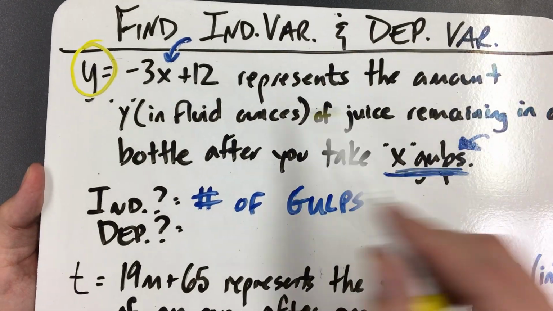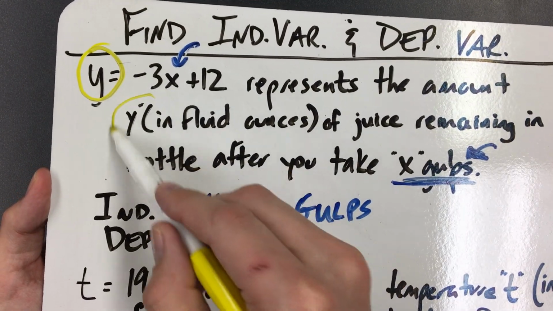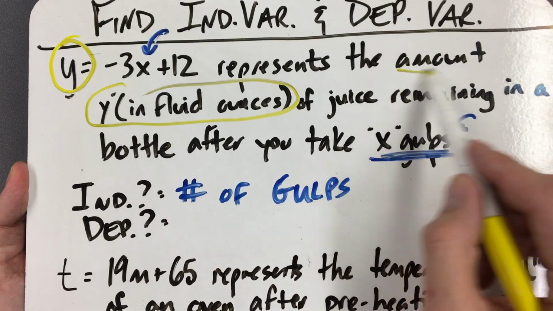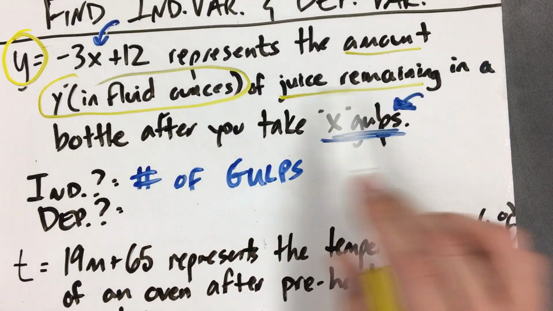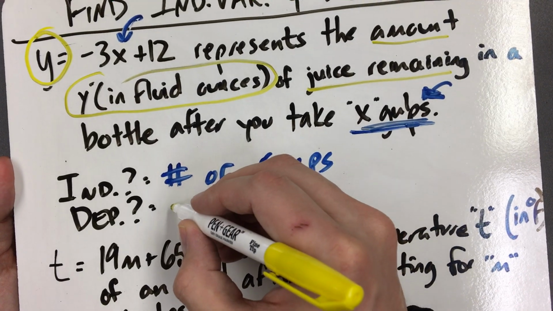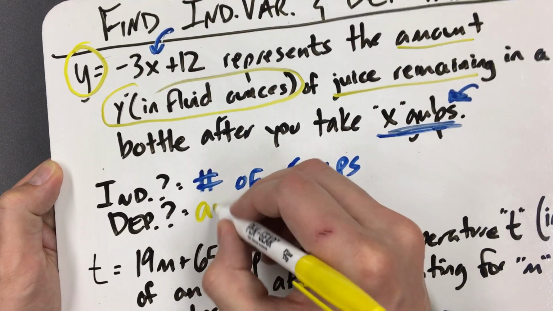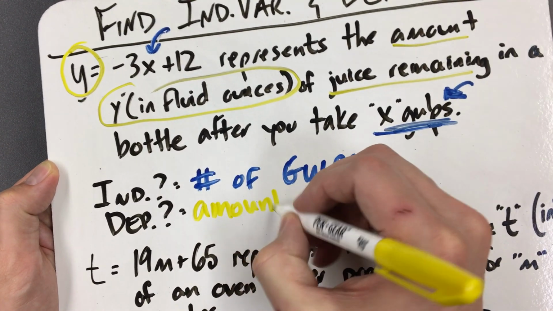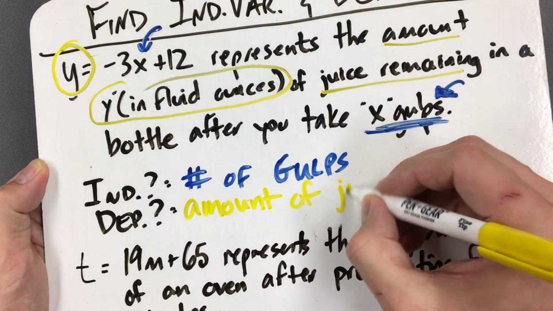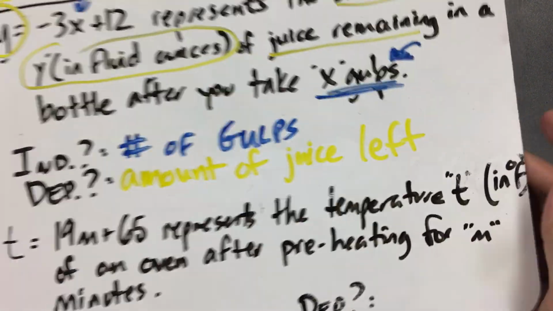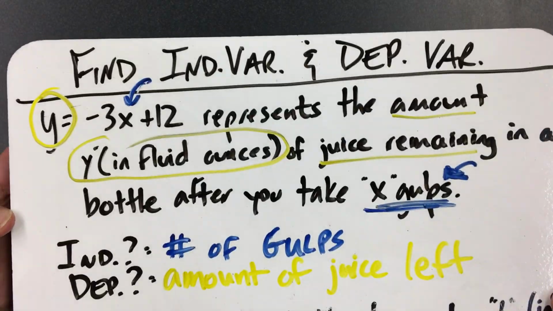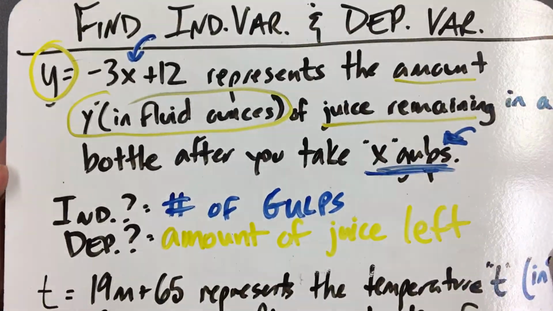What does y represent in this scenario? Look, it's right here. The amount of juice remaining, right? The y is the amount of juice remaining in fluid ounces. So this is the amount of juice remaining, and I could put in fluid ounces if I wanted to, but I'm going to run out of room. So I'm just going to say the amount of juice left over because you've already drank some out of the bottle. So that's basically what you'll do on these.